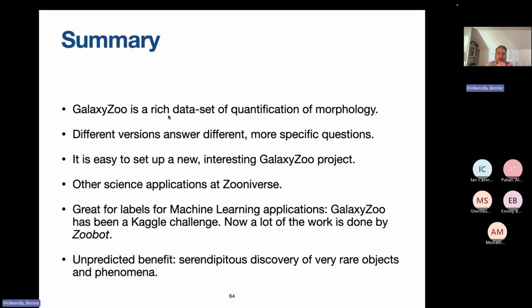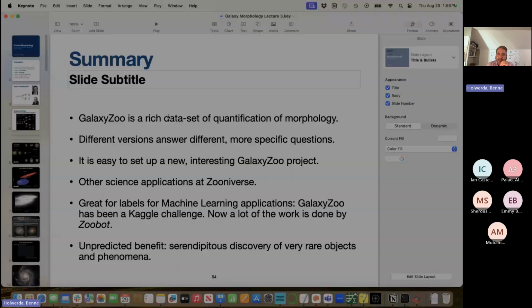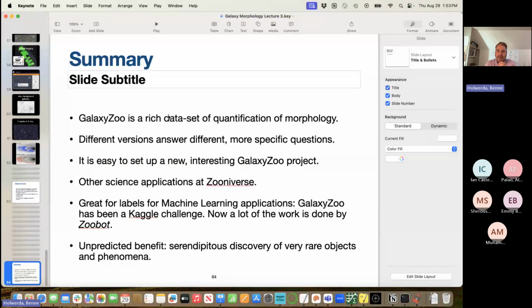And so the unpredicted benefit, right? The serendipitous discovery of very rare objects and phenomena, like something that you wouldn't have found any other way. This is the way to do it. So, yeah, any questions? Sorry, I went a little long because this is something that I use quite a lot.